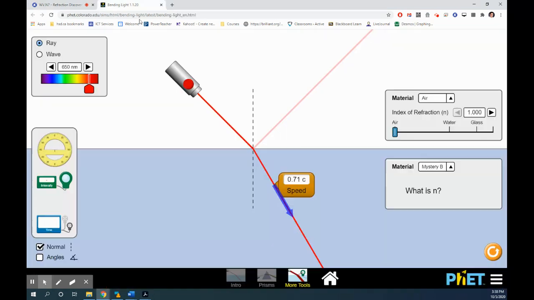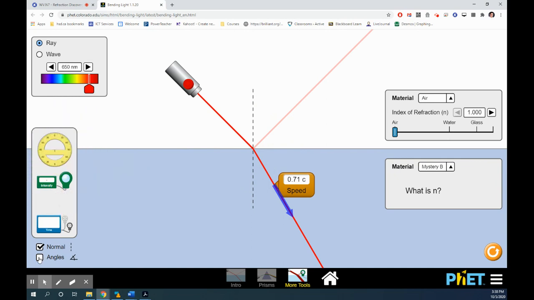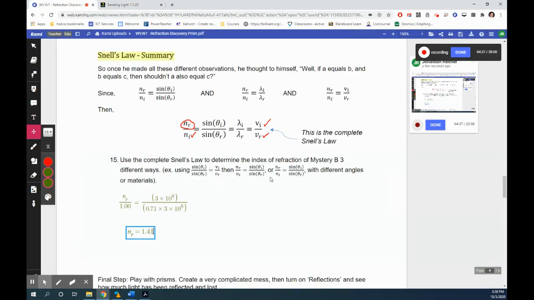Well, we can do it another way. Check this out here. On more tools, I know you've been using this protractor, but I wanted you to get used to measuring from the normal line, and that's why I didn't show you this function, which doesn't exist in the intro. If we put in 45 degrees here, we can see a 30.3 degree angle of refraction. So another way, I said do this 3 different ways.